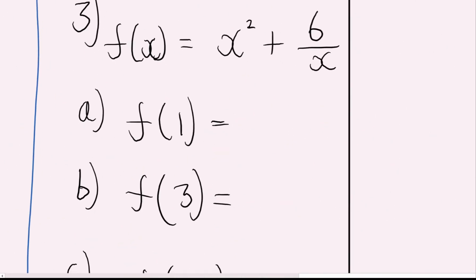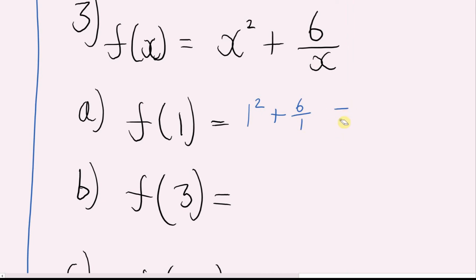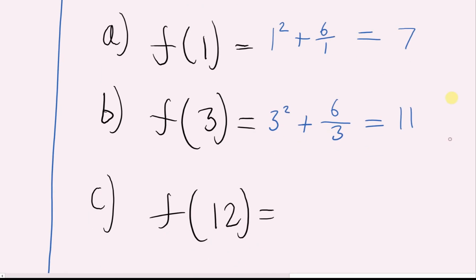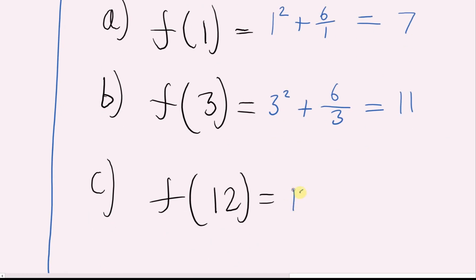Just one more in functions, there's no reason why x can't appear more than once. So here f of x is x squared plus 6 over x. So f of 1 would be 1 squared plus 6 over 1. That would just give me 1 plus 6, which is 7. Next, f of 3, that would be 3 squared plus 6 over 3. 3 squared is 9, 6 over 3 is 2, which gives me 11 in total. And lastly, f of 12, we would have 12 squared plus 6 over 12. 12 squared is 144, and 6 over 12 is just a half.